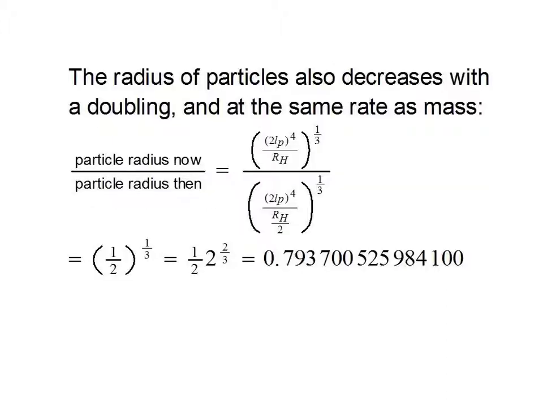And we find that the radius of particles also decreases with a doubling, and at the same rate as mass. Particle radius now divided by particle radius then, RH divided by 2. And we get the same value, 1/2 to the 1/3 power, or approximately 0.79 times. So particle radius also decreases with a doubling of the hyperverse radius.